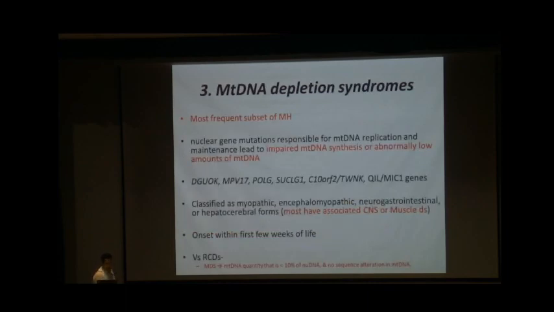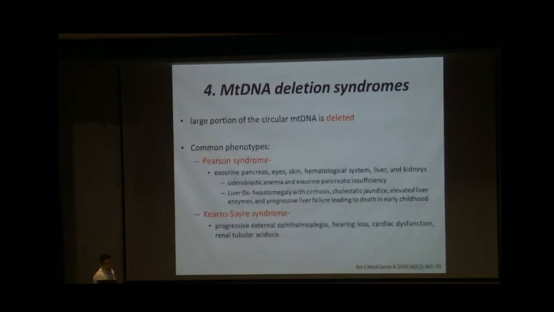This is the most important syndrome, the mitochondrial depletion syndrome, that as a hepatologist, you all know, there is abnormally low amount of mitochondrial DNA. And majority of them have associated CNS or muscular disorder that may not be present at the index presentation, but most of them would develop it later. The fourth one is the deletion syndrome.